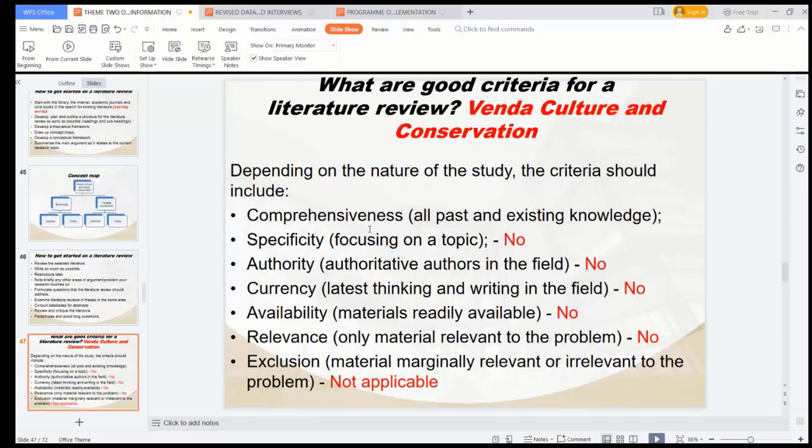specificity. Here, you see, the red is my response, and I'm actually analyzing what the author has written here. Was the literature very specific to the topic, focusing on my topic? I said when I looked at literature that talks about nature conservation in the Venda culture, there was none. Therefore, here I've put a no in red. Let's see. Authority. Is there any authority who wrote about Venda culture and nature conservation before I could undertake my studies?